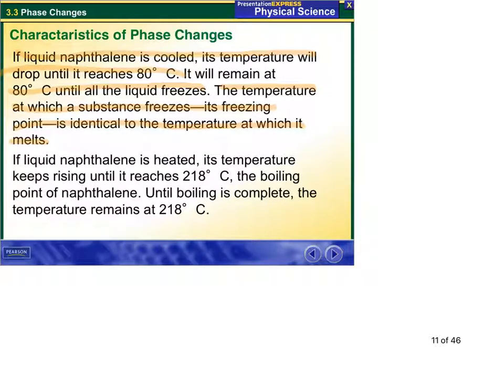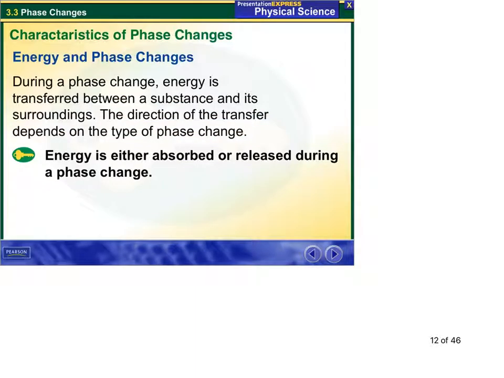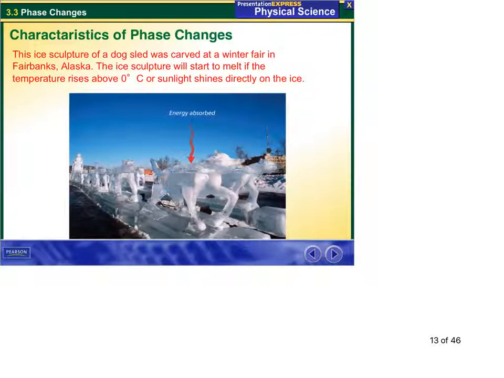Same thing happens as it reaches boiling point. If the liquid naphthalene was heated, its temperature is going to keep rising until it reaches 218, the boiling point of naphthalene, and then once it completely boils, as it's boiling, temperature is going to remain at 218 degrees Celsius. Energy is either going to be absorbed or released during a phase change, depending on which way we're going.